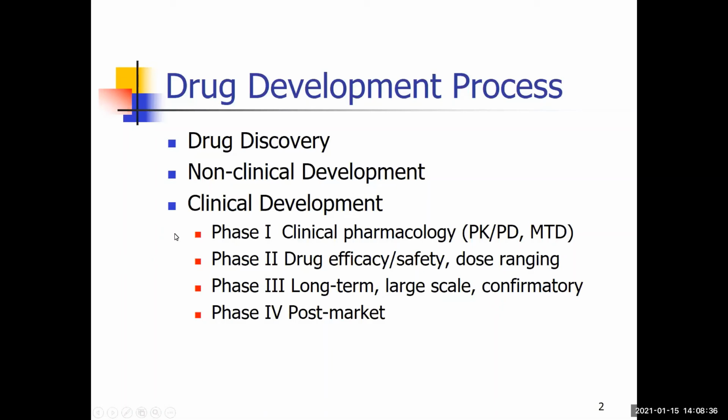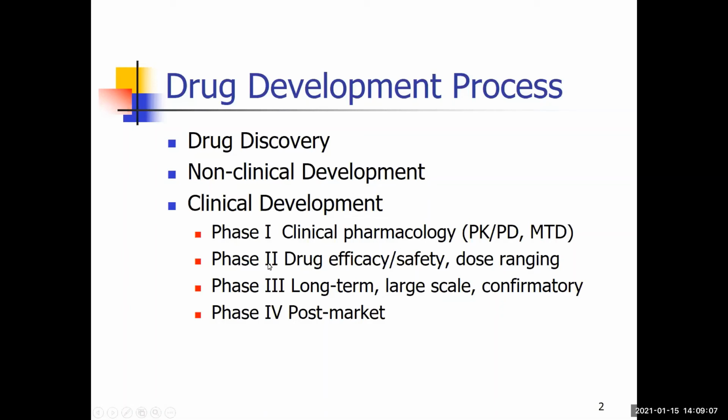For example, in phase 1, the objective, like I said, is about finding out about PK, PD, and MTD. Now, MTD, maximally tolerable dose, is what? It is the upper limit of your dose range. All right. So you go through phase 1, you get MTD. You escalate the dose. You start from very low dose escalation, right? SRD, MRD, you move up to MTD.